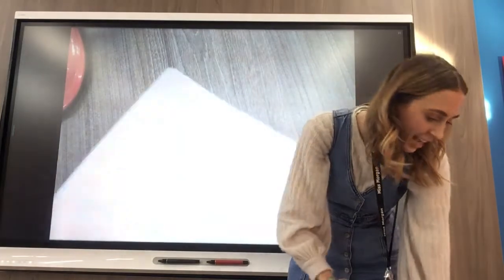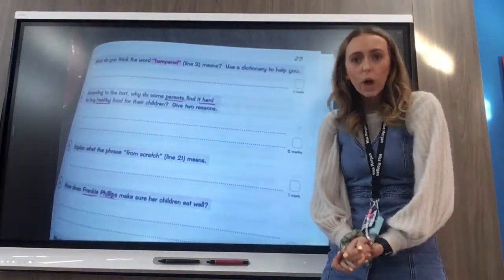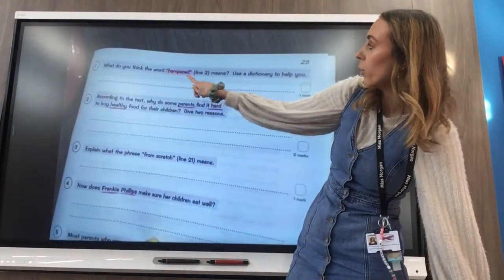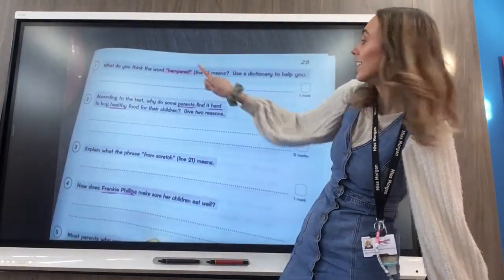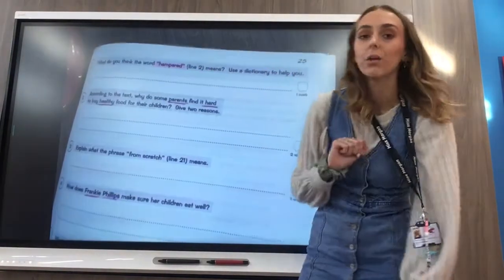Okay, so hopefully you've gone through that text very carefully so that it can help us to answer our questions. So, question number 1 today, let's read it together. What do you think the word hampered, line 2, means? Use a dictionary to help you.